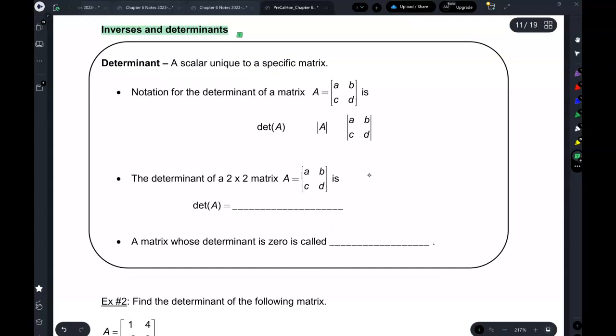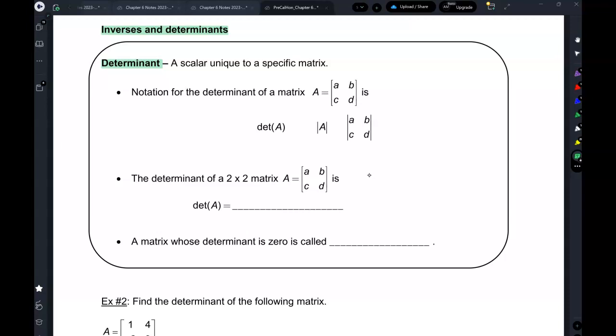Okay, a determinant is a scalar. It's just a good old number, negative 4, 110. And it is unique to each matrix, right? And like in linear algebra, it could have all sorts of meanings and value and all that stuff. So we're first going to talk about how to find a determinant. Finding a determinant for a 2 by 2 matrix versus a 3 by 3 matrix has a different process.